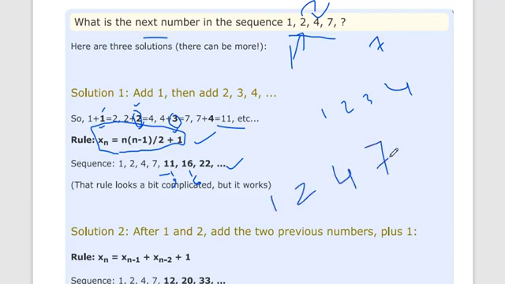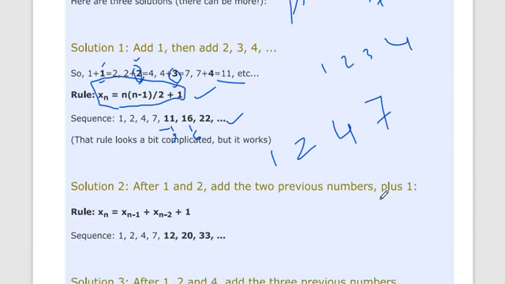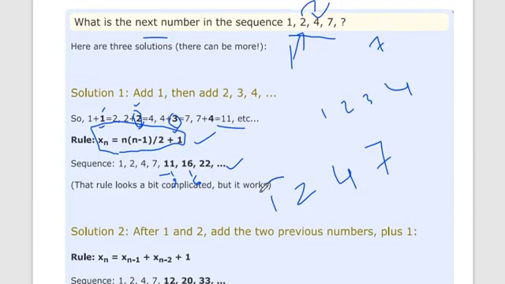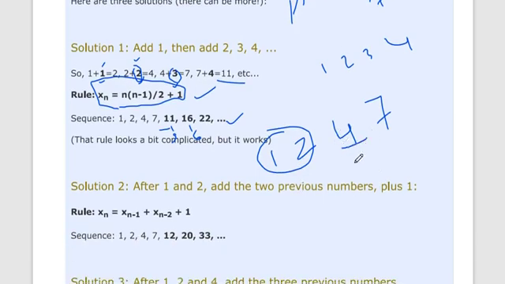Sequence is 1 2 4 7. First of all, ignore the first two terms. Like a Fibonacci series, we add the first two terms plus 1, then we can get the third term. For the fourth term, we have to add the previous two terms plus 1. So this is a Fibonacci series but adding plus 1, the addition of the previous two terms plus 1.